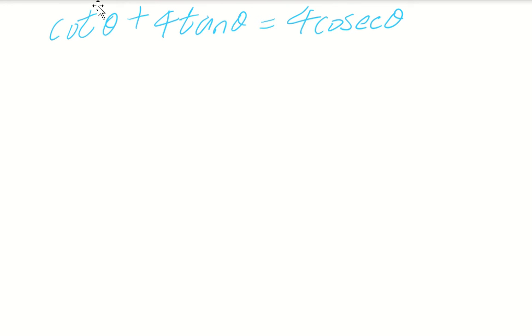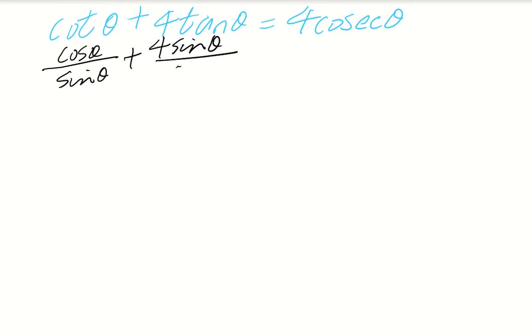So cot is cos over sine, so cos over sine. And 4, I'm going to write down 4. Tan is sine over cos. And cosec is 1 over sine, so it's going to be 4 over sine theta. Then you notice that it's a fraction plus another fraction, and it's a different denominator. Therefore, I'm going to find the common denominator. Common denominator in this case would be sine theta times cos theta.